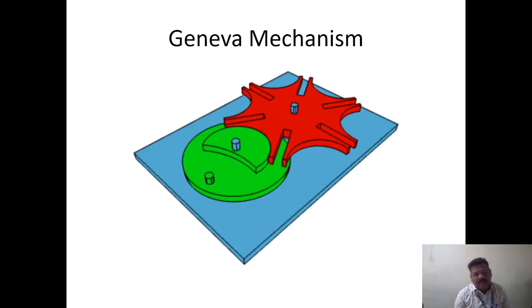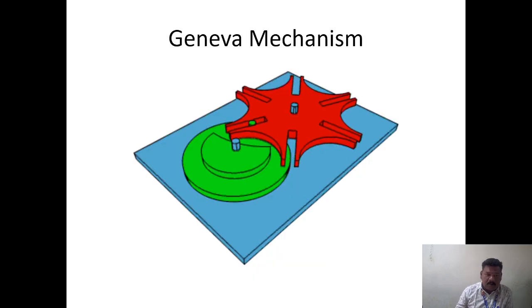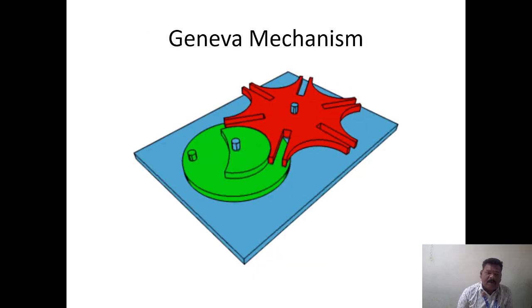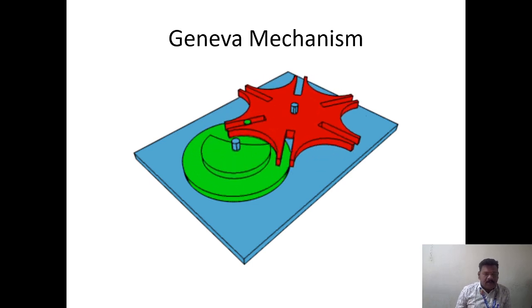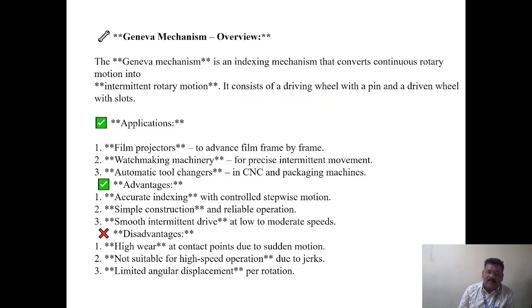And the next one is Geneva mechanism. These are all the animated images of the Geneva mechanism. You can easily see the Geneva mechanism in many places. It is an indexing mechanism that converts continuous rotary motion into intermittent rotary motion.